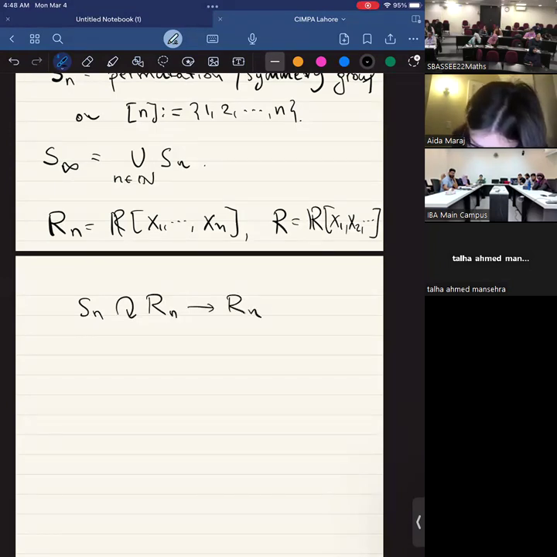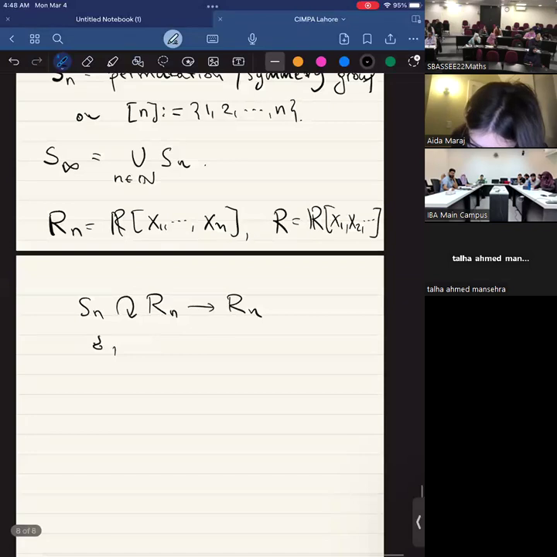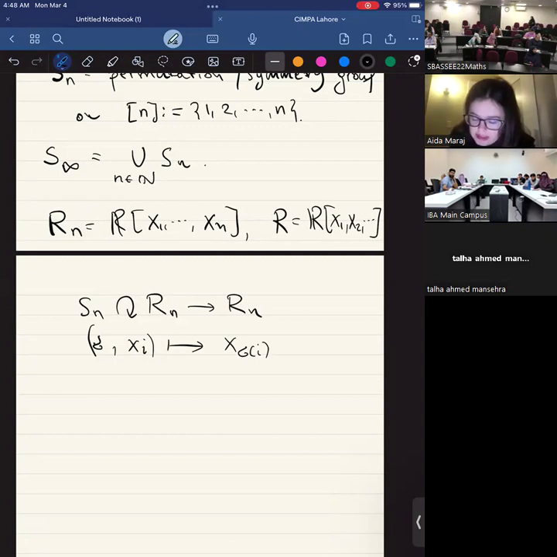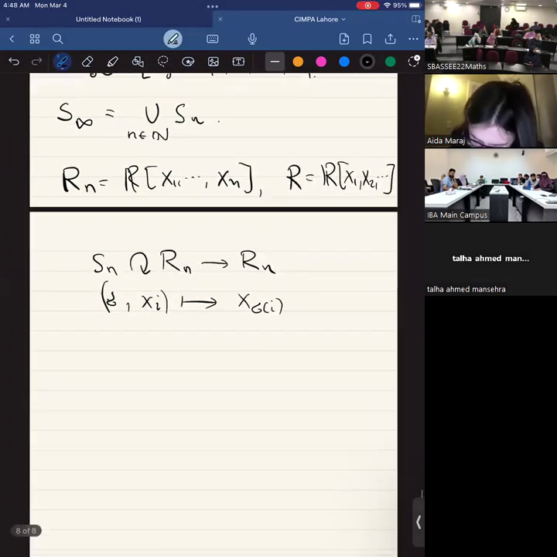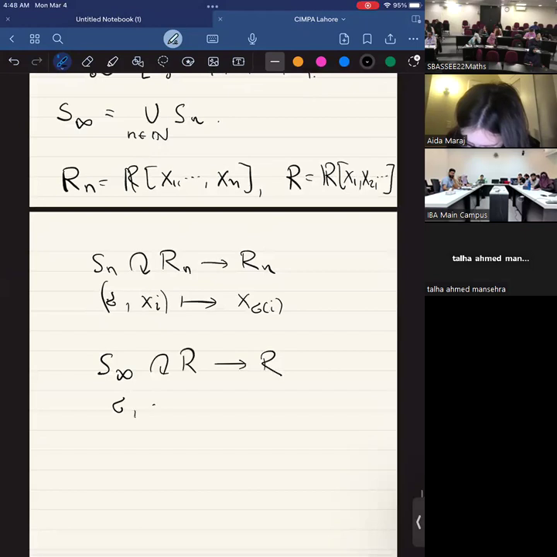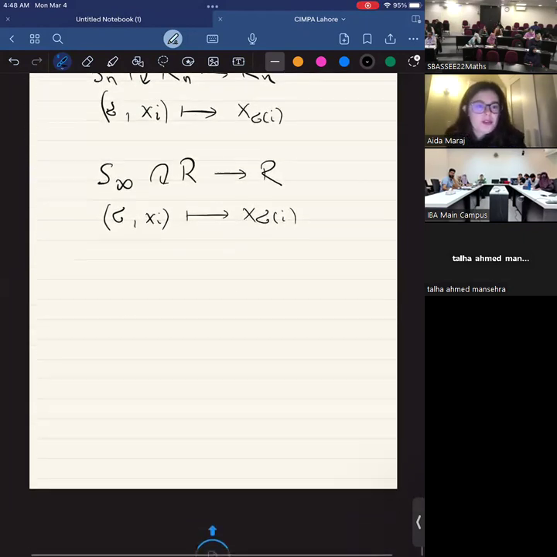In the form that if I take a permutation sigma here, and if I take a variable xi, this will get mapped to x of sigma of i. Okay, so it will permute only the indices, and this extends to S infinity acting on R, such that similarly sigma of xi gets mapped to x of sigma of i. Okay, let me know if you have questions.